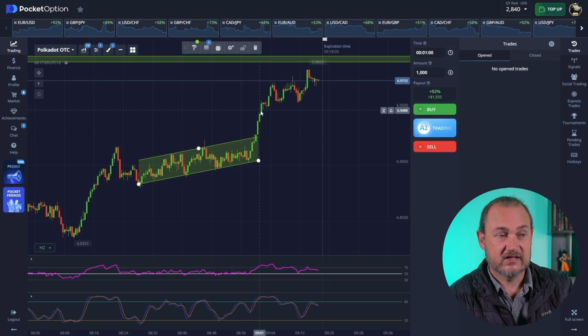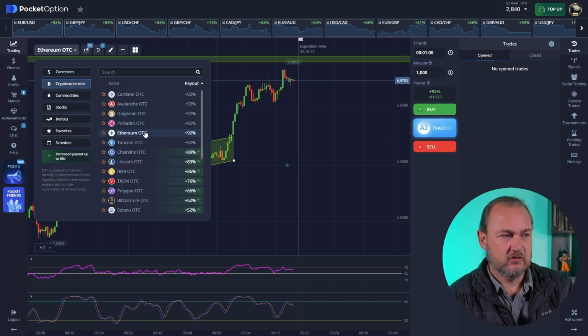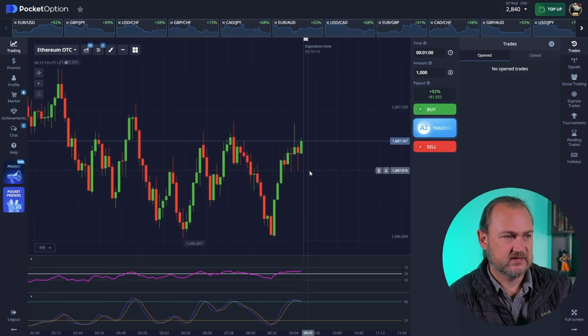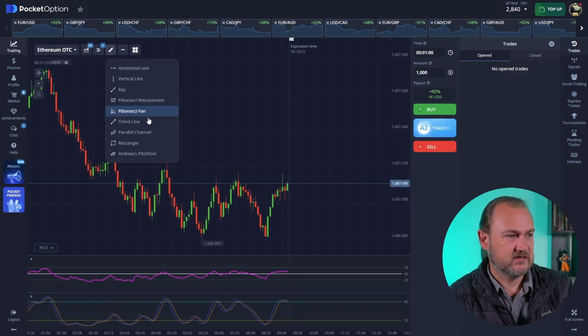Areas like this where we get channel breaks as well to go in the direction, although we did miss this. But again, Polkadot, not an asset that I'm going to be interested in right now. The movement is a bit too erratic. We might have something here. Let's see what Ethereum is doing.